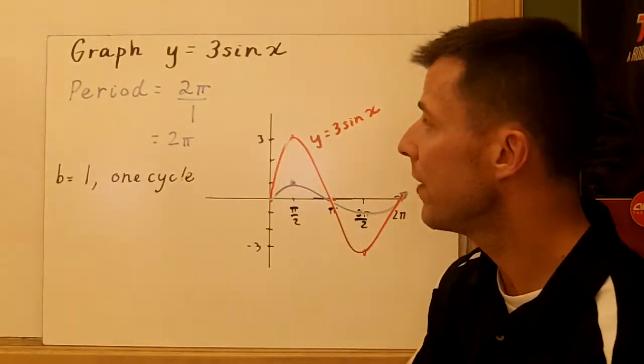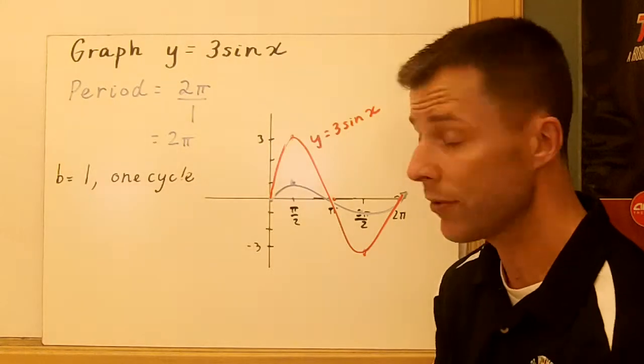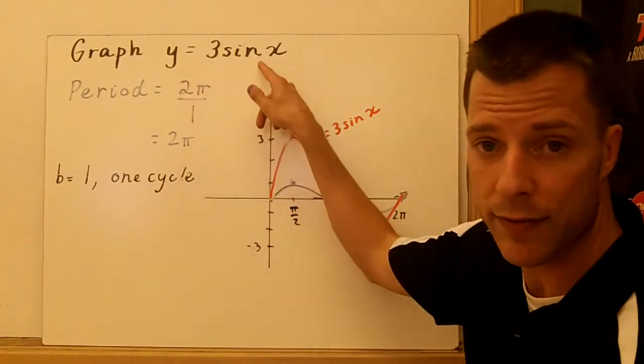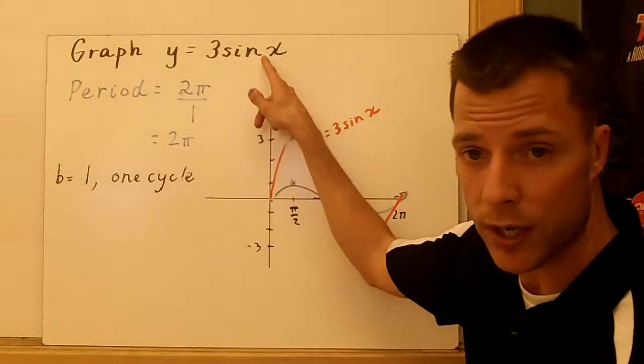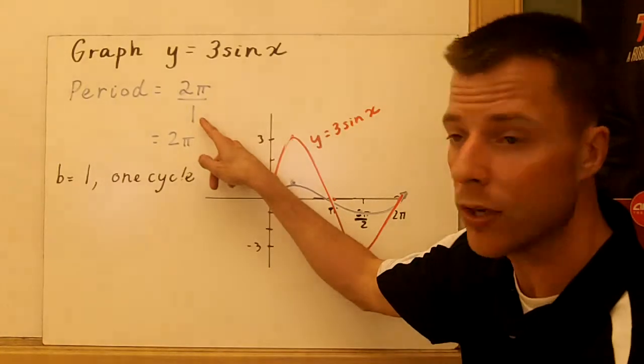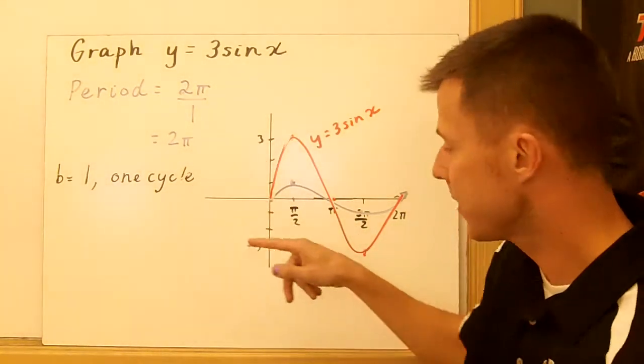So we only have two graphs here, but I wanted to show you the importance when a was equal to 3 and when b is equal to 3, how different these graphs look. Now, if I look at graphing y equals 3 sine of x, my b value is 1. So to find the period, I take 2 pi divided by b, or 2 pi divided by 1, which is 2 pi. So let's draw the axes.